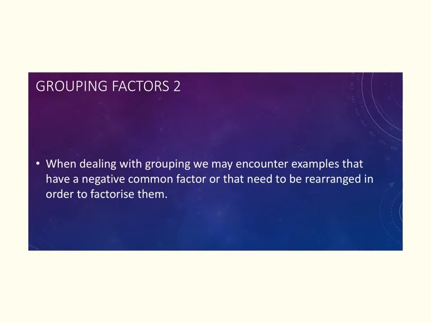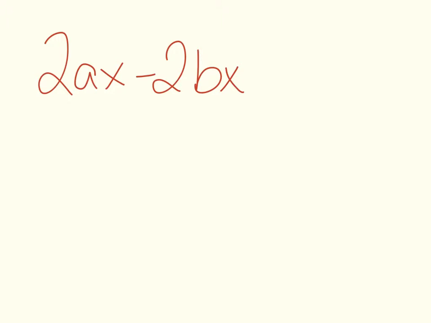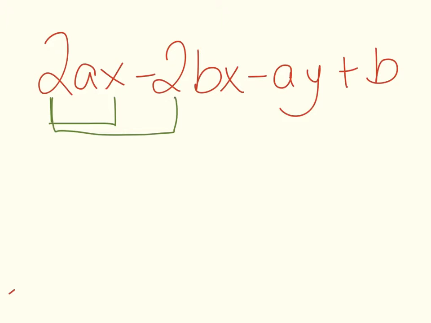When we're grouping factors that have a negative sign, we may need to rearrange them in order to factorise them. Let's have a look at an example. I have 2ax minus 2bx minus ay plus by. Like always, we look for the things that they have in common. If we look at the first two terms, we'll see that they have 2 and the x matching up in both terms, and in our second two terms we will see that they have b and y.